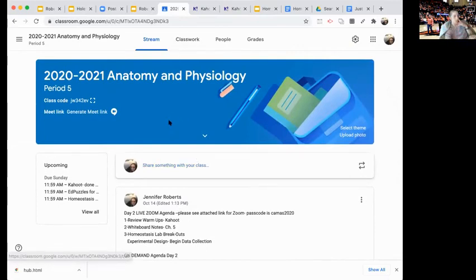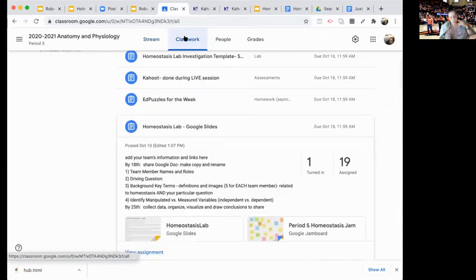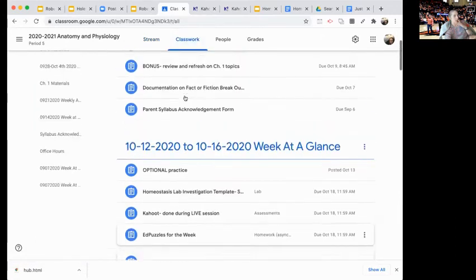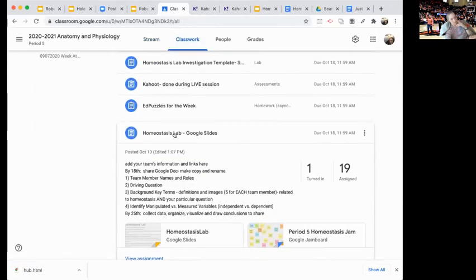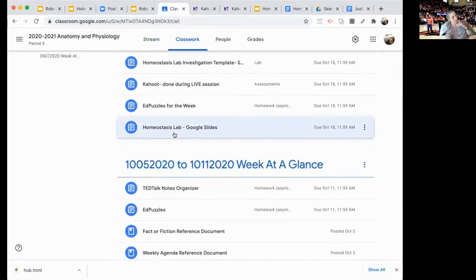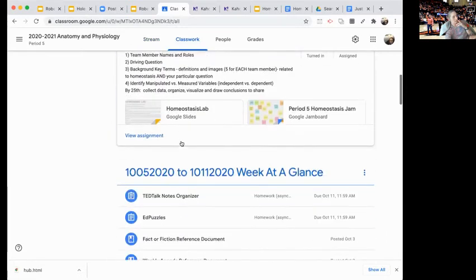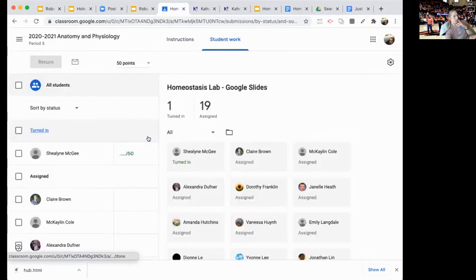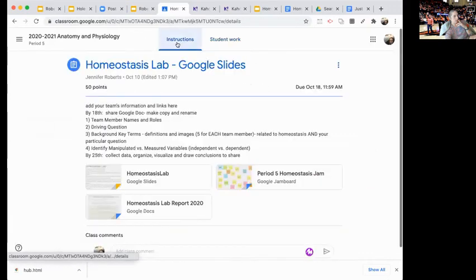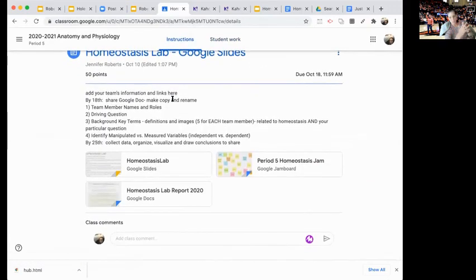So when you get back to Google Classroom, we're going to go to the classwork tab. I want you to go find the tab that says homeostasis lab. And when you click on it, go to view assignment and instructions. I just want to make sure that everyone knows how to navigate and get into the actual instructions of activities.